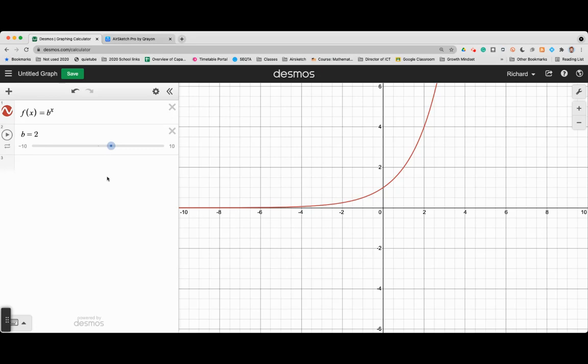You can make b whatever you want to, but I reckon, start off with b equals 2. It kind of is a decent looking graph in the window that you've got, whereas if you make it too big, then it tends to be too steep.